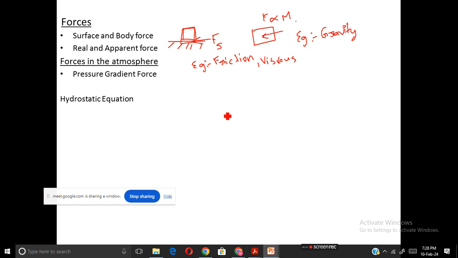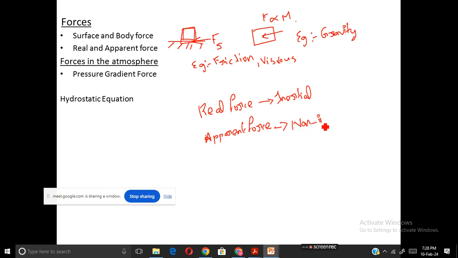And there is another classification, which is known as real force and apparent force. This is based on the inertial frame of reference that we are considering. Real force acts on an inertial frame of reference, and apparent force is what acts on a non-inertial frame of reference, that is, an accelerated frame of reference.